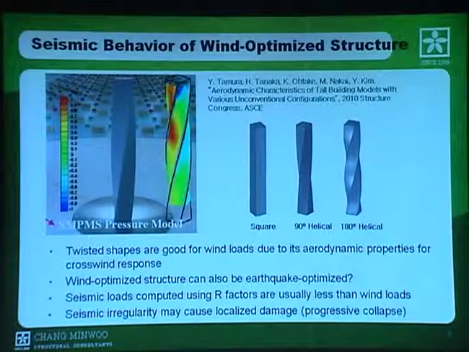But if the R factor is used in the calculation of the seismic forces, it means the damage is allowed during the earthquake. If the seismic irregularity causes localized damage extensively in main structural members, it may trigger progressive collapse of the entire structure.